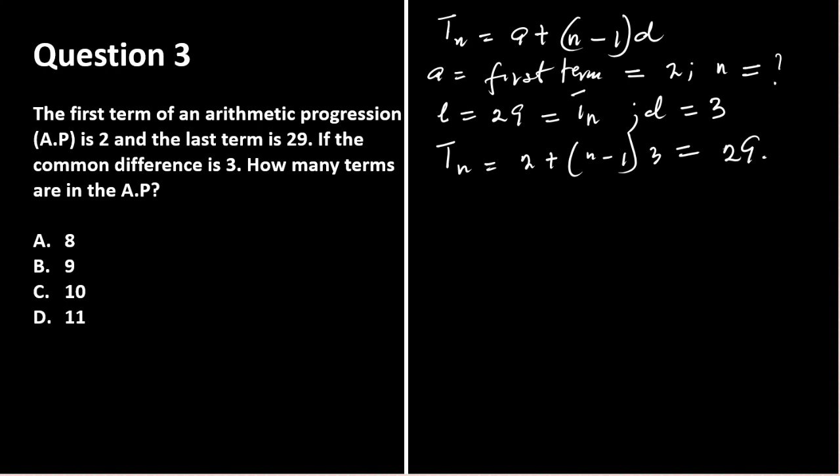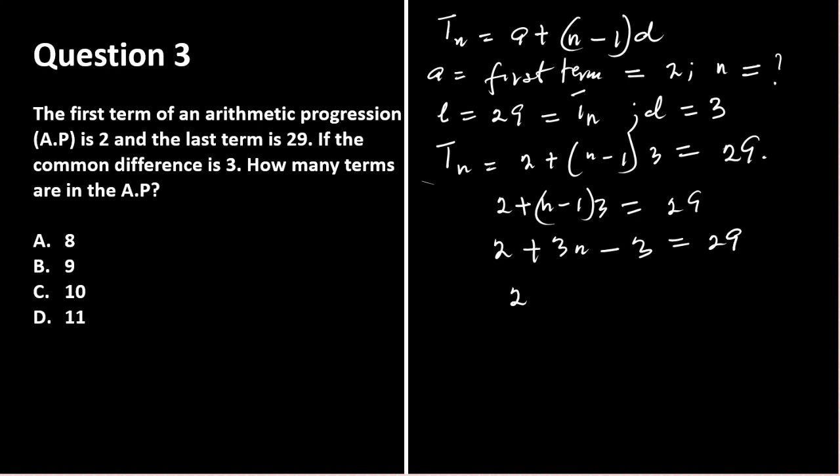So we are asked to find how many terms are in this AP. How many terms do I have in this arithmetic progression? Let's expand, so that 2 + (n - 1) × 3 = 29. I can expand this bracket so that this is 2 + 3n - 3 = 29. 2 minus 3, that is minus 1. That becomes -1 + 3n = 29.